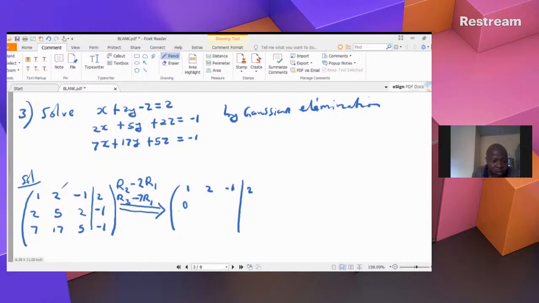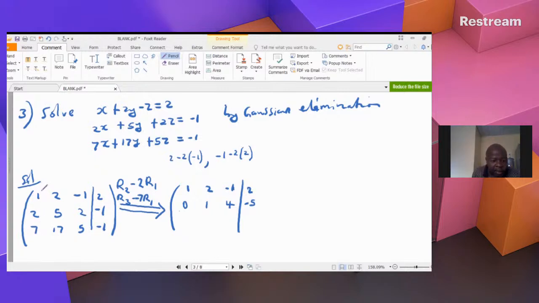5 minus 2 multiplied by 2 gives me 1. Then I have 2 minus 2 multiplied by the element in row 1, which is negative 1. This gives me 4. And I have negative 1 here, minus 2 multiplied by the element in row 1, which is 2. This gives me negative 5 in its position. Negative 5 there.